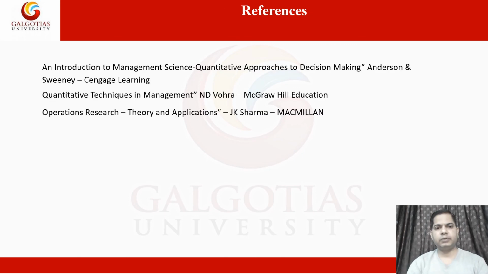Now these are some of the references, the names of some of the books which you can refer to. Operation Research by J.K. Sharma, Quantitative Techniques by Andy Vora, and Introduction to Management Science: A Quantitative Approach for Decision Making by Anderson and Sweeney. All of these books are very good. To understand the basics, you can refer to the last two books. To understand the advanced techniques, you can refer to the first book. But all the books are very good.